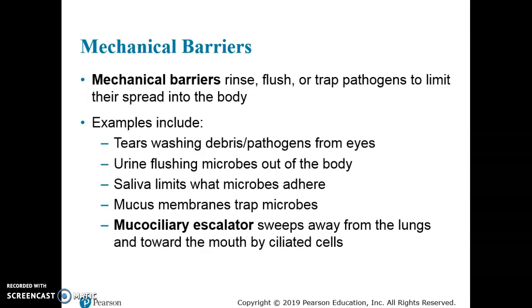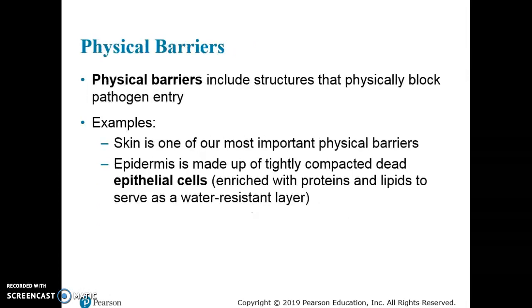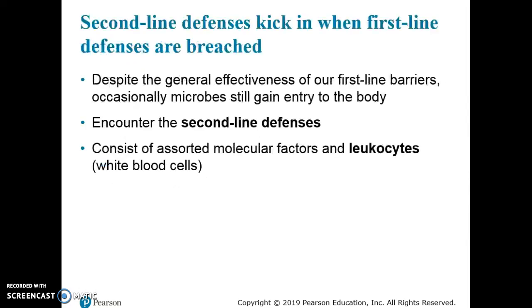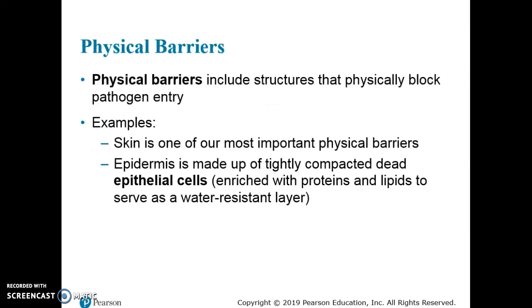Mechanical barriers wash, flush, and trap pathogens to limit their spread. We mentioned most of those examples there. The physical barriers, the major one is skin, with the epidermis made up of tightly compacted dead epithelial cells, and when those cells slough off, they take away the bacteria along with them. And that is where we're going to stop part 1.